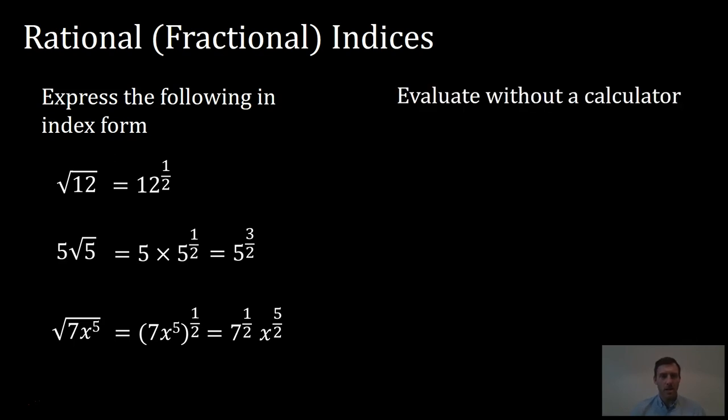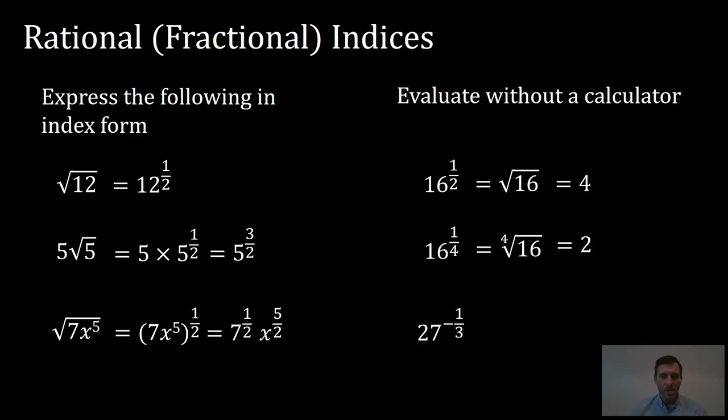Let's evaluate some without a calculator. We have 16 to the power of a half. That's equal to the square root of 16. We know that equals 4. Now we have 16 to the power of a quarter. That's equal to the 4th root of 16, and that equals 2. And we have 27 to the power of negative a third. That's equal to 1 on the cube root of 27. That's going to be equal to 1/3.